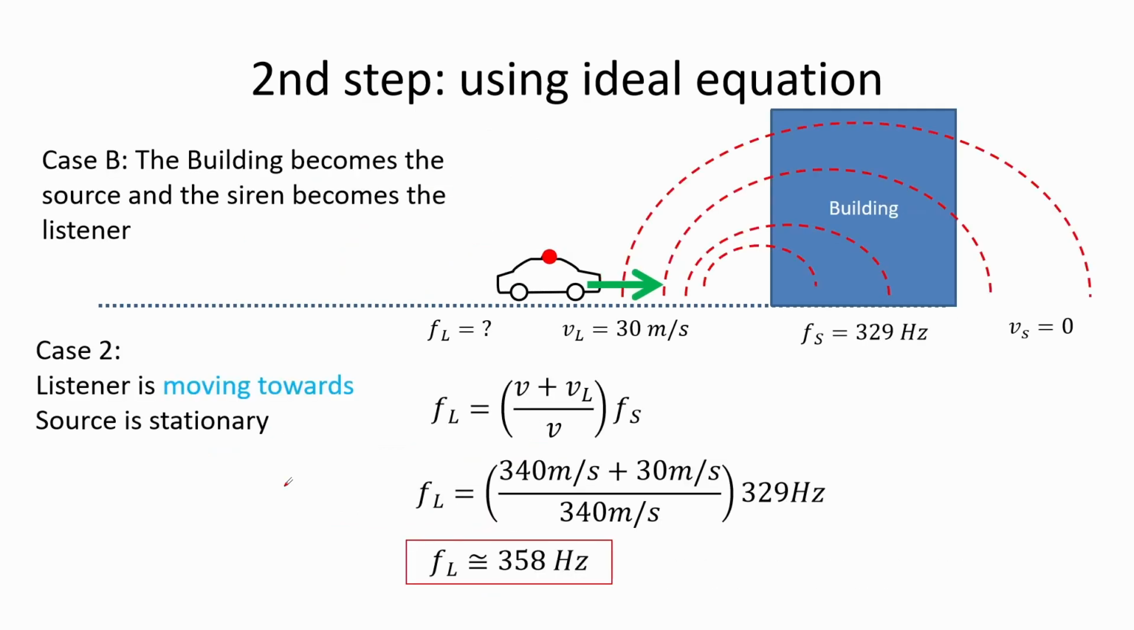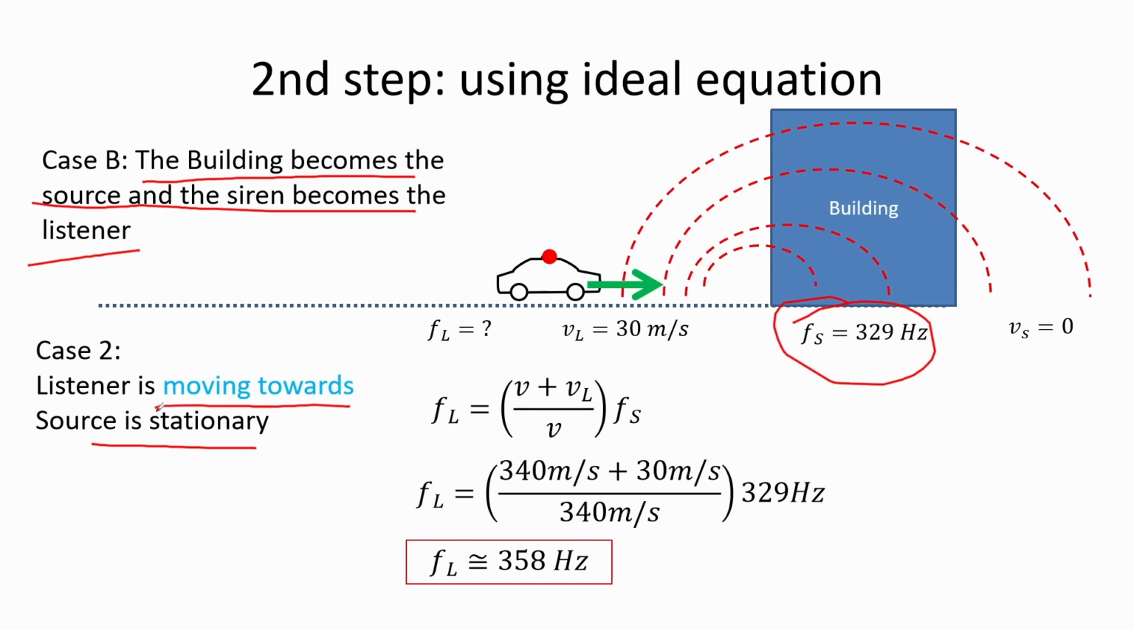For this case, we have the building acting as the source with a frequency of 329 Hz and the car will act as the listener. This is a case 2 type scenario, so we use the equation that describes it. Substituting the values, we get that it is around 358 Hz, which is comparable to its original frequency produced by the siren. This case shows that two or more Doppler effects occur in a scenario which we observe, in which we produce sound waves in buildings with sound reflective surfaces like that of caves.